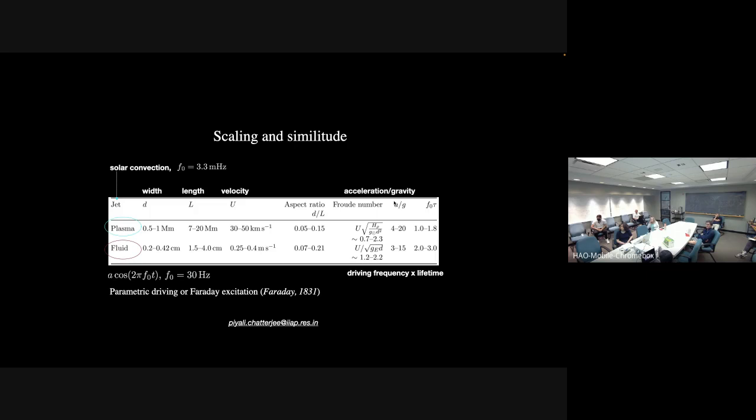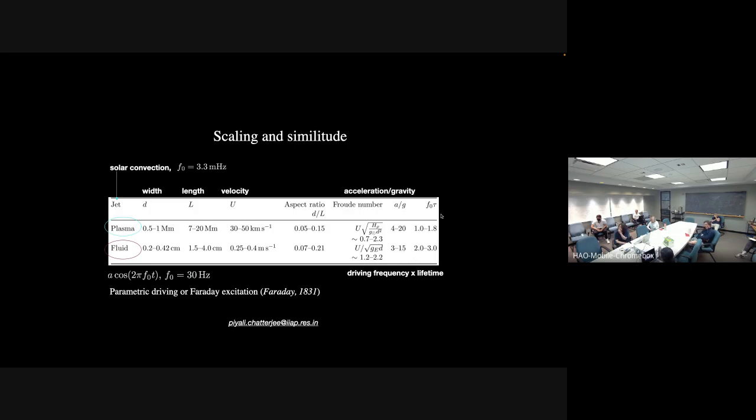Similarly, you can calculate the ratio of the acceleration experienced by the spicules and the fluid jets and divide it by the local gravity. In the solar case, g is the surface gravity of the sun, and for the paint jets, it is of course the Earth's gravity. For the solar plasma, this acceleration is not the acceleration experienced at the photosphere, but rather the acceleration experienced by the chromospheric plasma. So here you see that the relative acceleration is also in a range that can be compared.